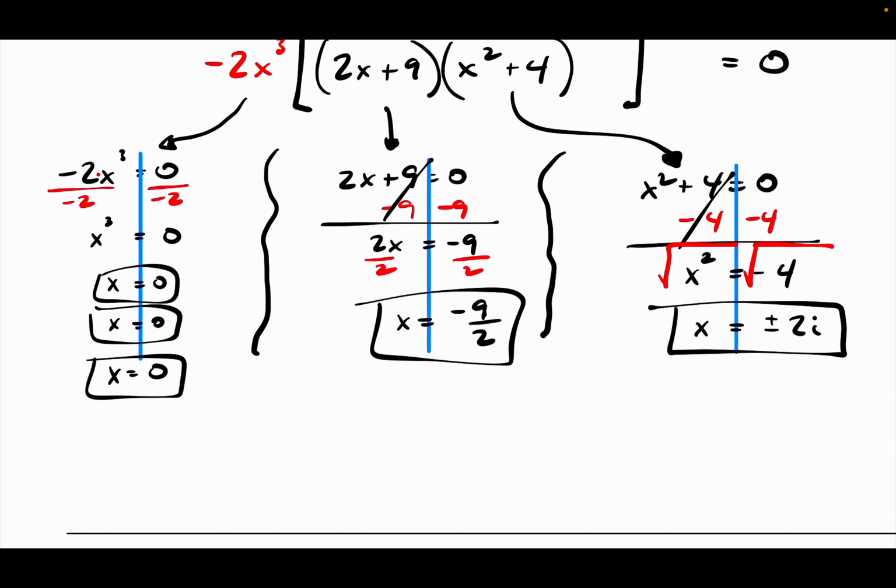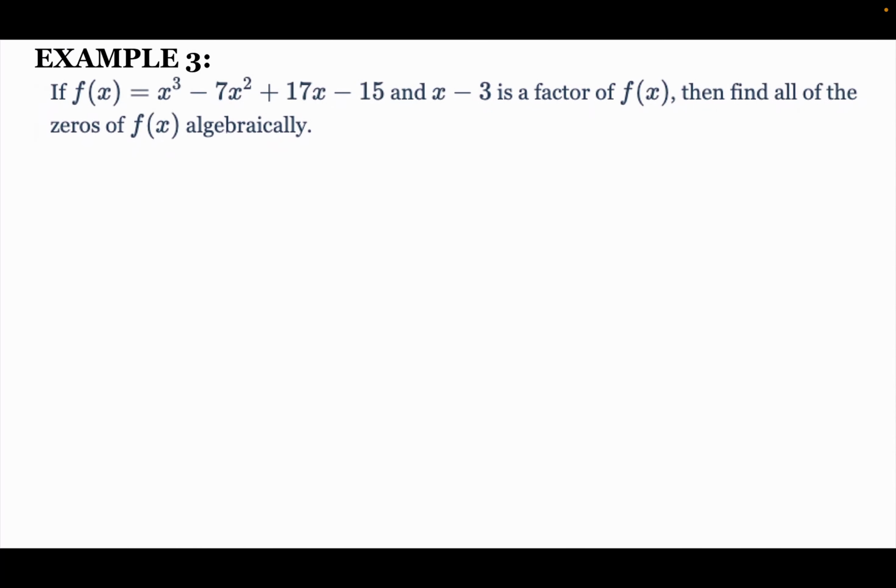Okay, so we got 2 more. So the last 2, they give you a piece of information. They give you 4 terms, like the next one, example 3. It's got 4 terms: x cubed, negative 7x squared, positive 17x, negative 15. But they give you a little piece of information. They say, hey, this guy right here is a factor.